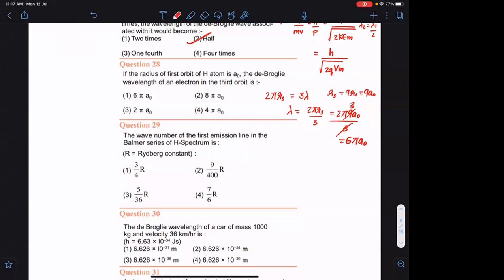Any doubt? Any doubt anyone? Same question. We have solved this several times. Very, very important model for JEE Mains and NEET.